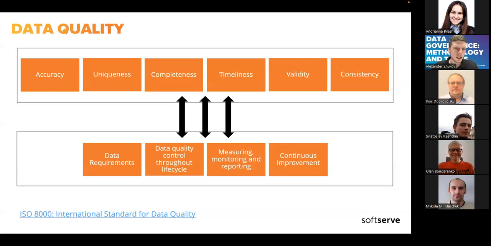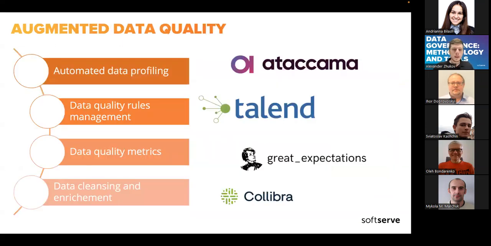There is even an ISO 8000 standard for implementing data quality. It's a really big standard and it provides a complete framework for how to implement a data quality program. In terms of tools, there are quite a few available, and the most important features include automated data profiling. When you want to understand the current state of your data quality, you do data profiling and understand the current metrics for your data quality and how far you are from your desired state. Another important feature is data quality rules management.